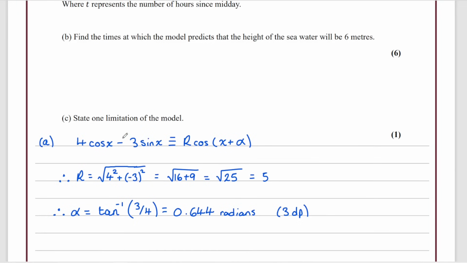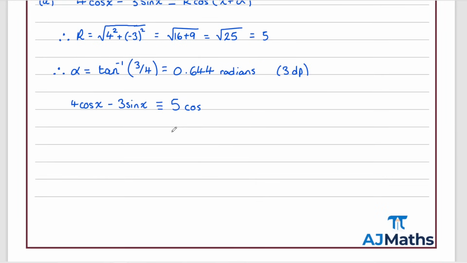So if we write this out again, we had 4 cos x minus 3 sin x is identical to r cos, well r is 5, so 5 cos, and then x plus alpha, so x plus 0.644. And there we have it. So that is the solution to part A.